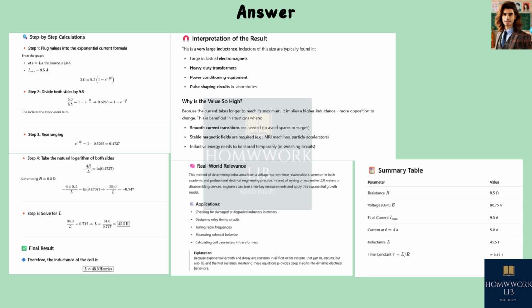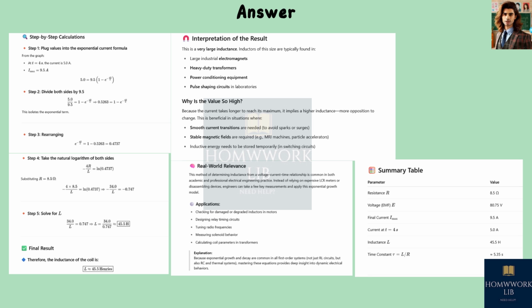Step 4, take the natural logarithm of both sides: minus 4R over L equals ln(0.4737). Substituting R equals 8.5 ohms, minus 4 times 8.5 over L equals minus 0.747, so minus 34.0 over L equals minus 0.747. Step 5, solve for L: 34.0 over L equals 0.747, so L equals 34.0 over 0.747, approximately 45.5 H. Final result. Therefore, the inductance of the coil is L approximately 45.5 H.